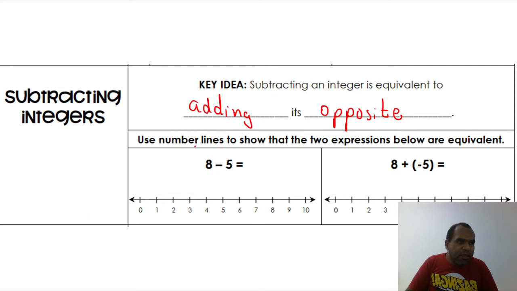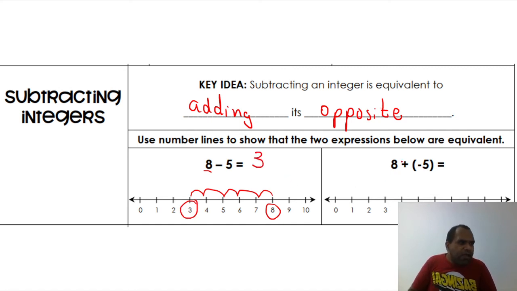Let's see here. Use a number line to show that the two expressions below are equivalent. Let's understand this. Let me find 8. 8, where are you, 8? You are here. I move backwards. Remember, subtracting on the number line, we just move backwards. I will move backwards 5 steps. 1, 2, 3, 4, 5. Where I am right now, I am in 3. The final answer is 3.